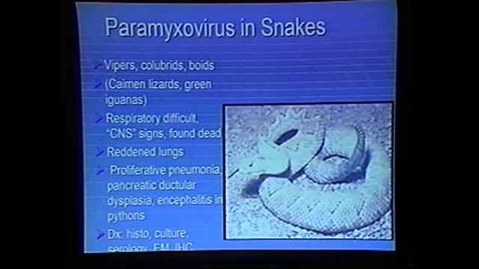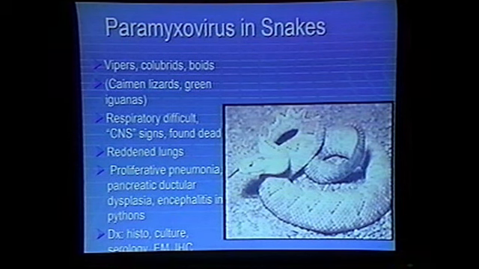Paramyxovirus is also seen in snakes and caiman lizards and green iguanas. In the snakes, it is particularly common in the vipers, occasionally seen in the colubrids and boids. These animals present with respiratory difficulty and what is perceived as central nervous system signs, or the animals may be found dead with no prior medical history.